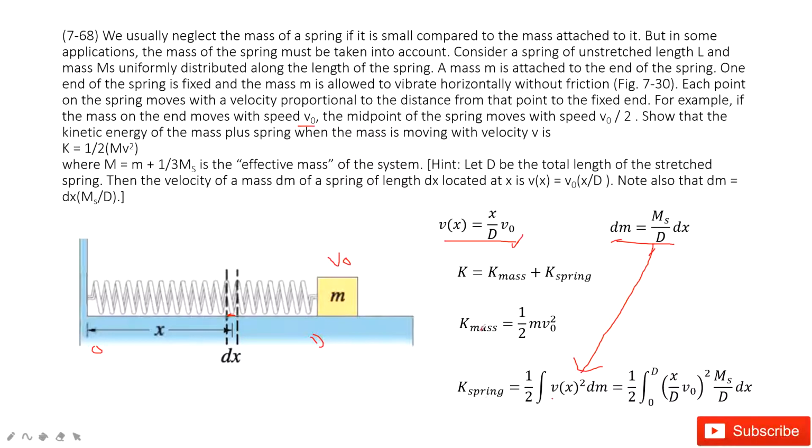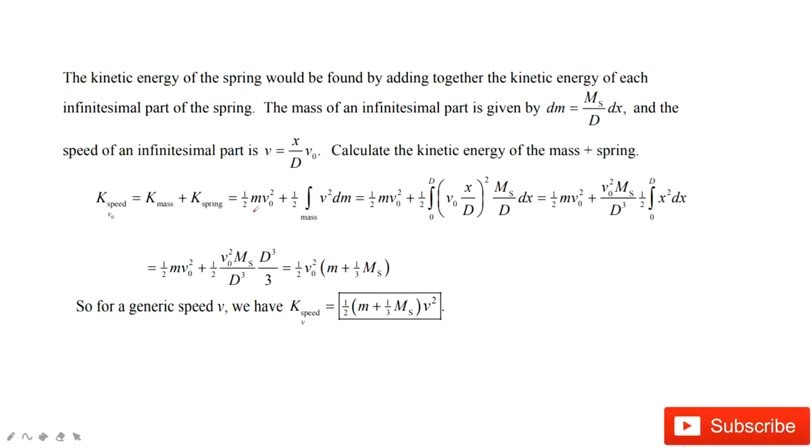Now we add the kinetic energy from the mass and the kinetic energy for the spring. This is the total kinetic energy. And we do the calculation there. You can do the integral very easily by yourself. You can find the final answer is this one.